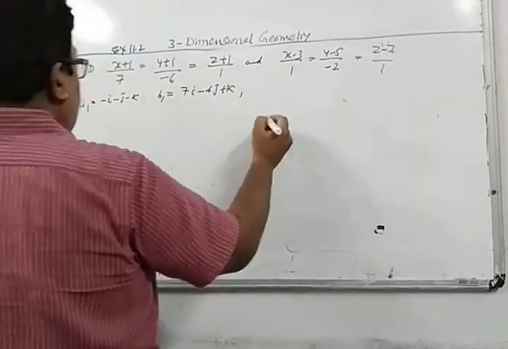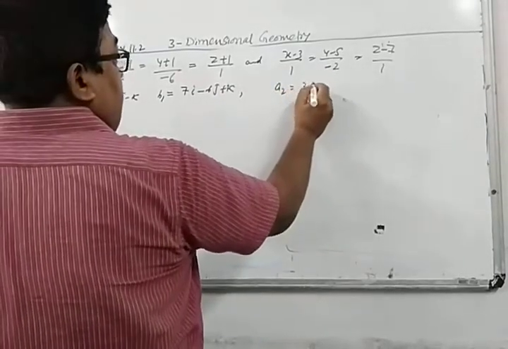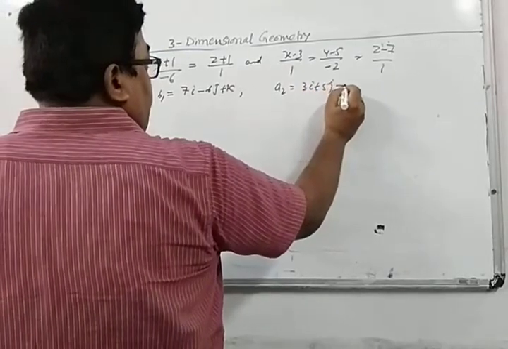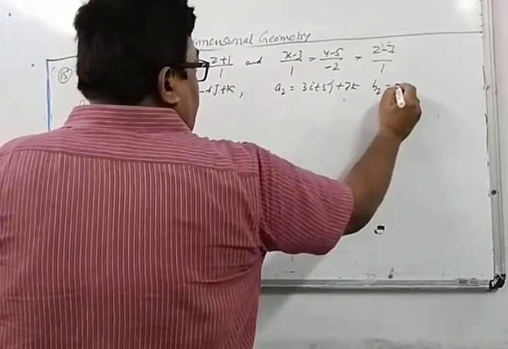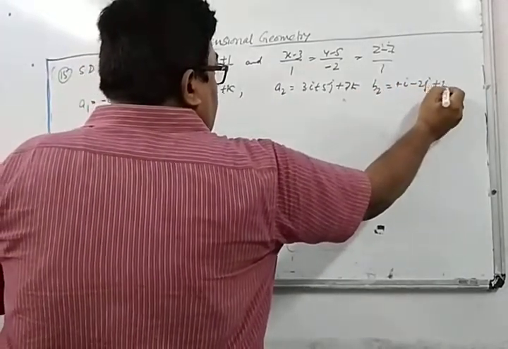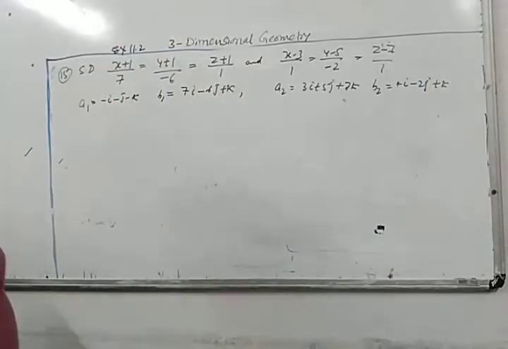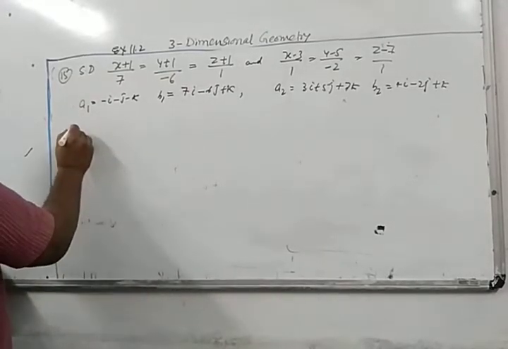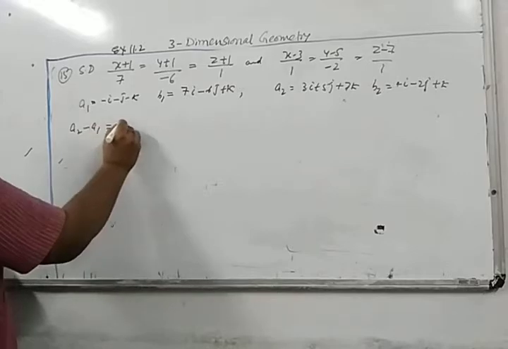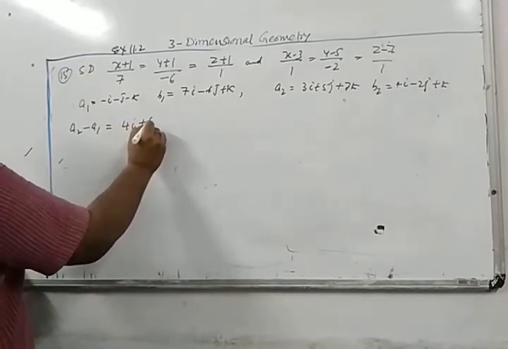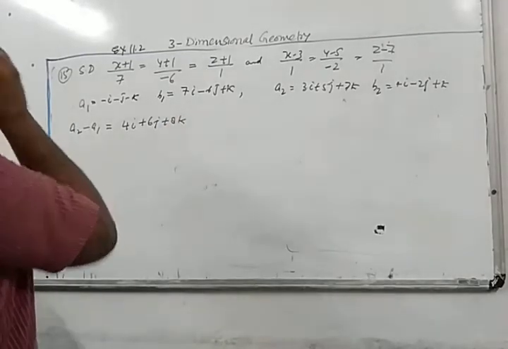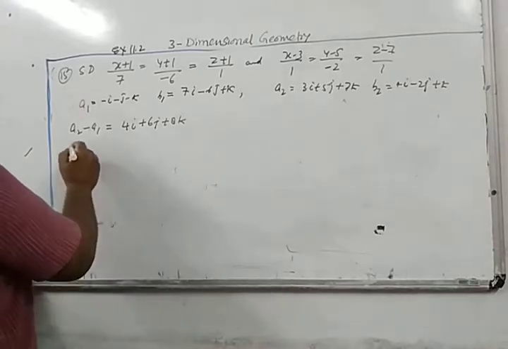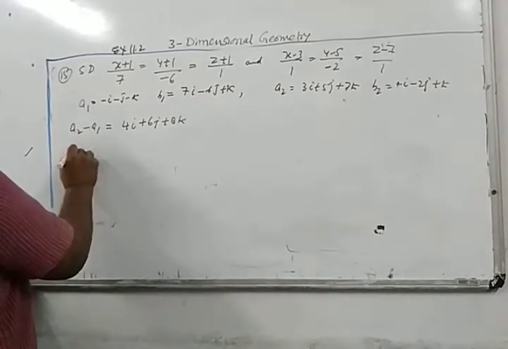Now similarly for the second line, A2 is equal to 3i plus 5j plus 7k, and B2 is i minus 2j plus k. So you have A1, B1, A2, B2, and first you find A2 minus A1, which is 4i plus 6j plus 8k. This is the value of A2 minus A1. After A2 minus A1, find B1 cross B2.